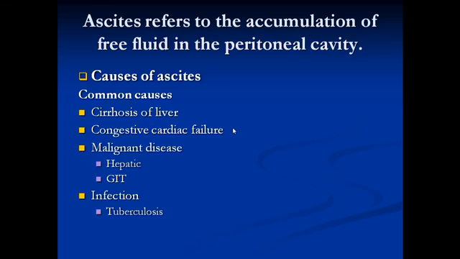The causes of ascites: common causes: cirrhosis of liver, congestive heart failure, malignant disease, hepatic gastrointestinal disease, infection. And edema and ascites are the same thing, with just a bit of difference. Most of the things are the same, just the approach is a little bit different. So the causes of ascites, as we know, are cirrhosis of liver, congestive heart failure, malignant disease, infection. These are the causes of edema. The same thing.